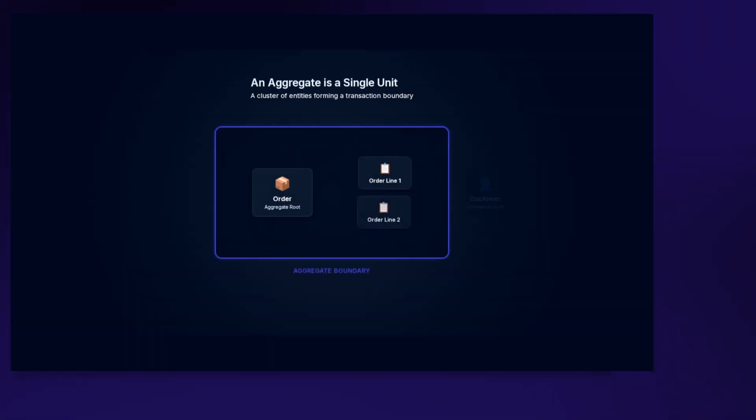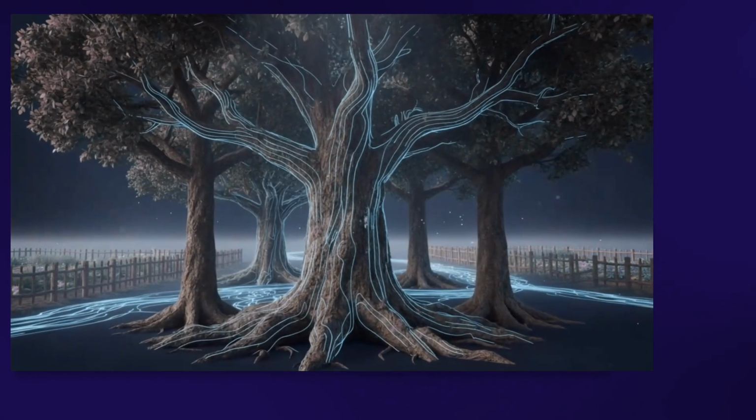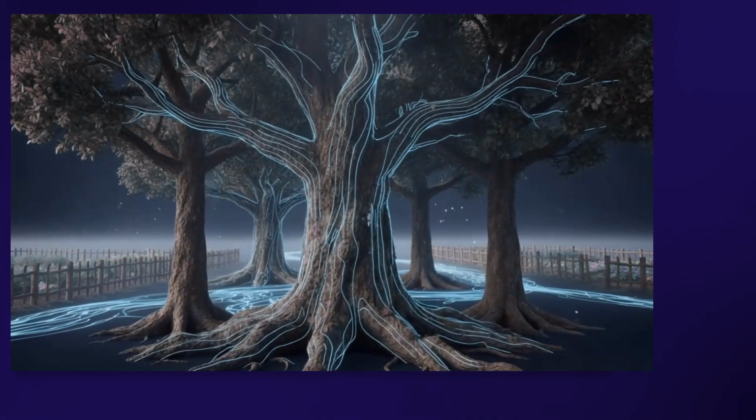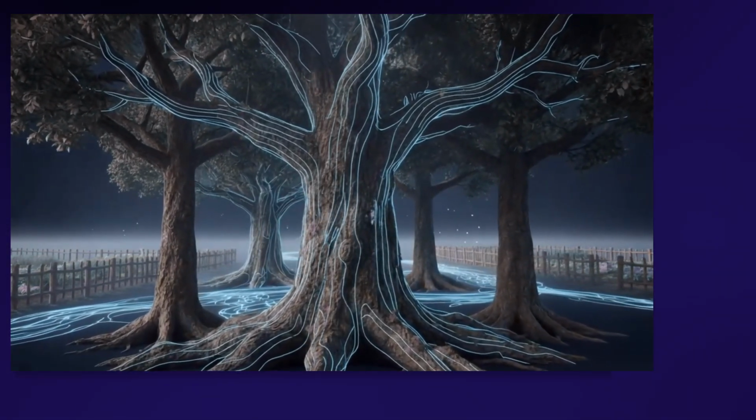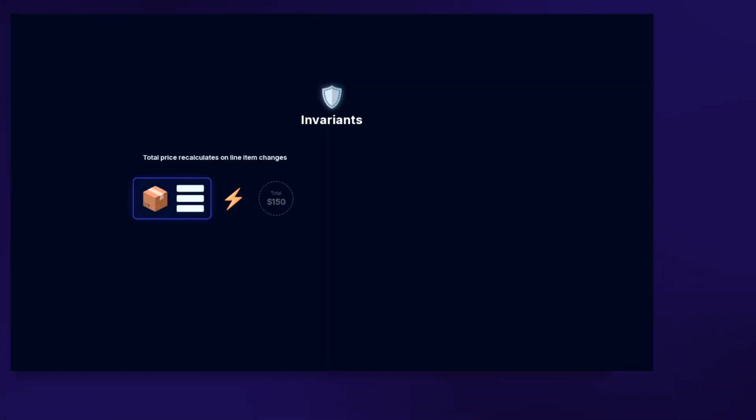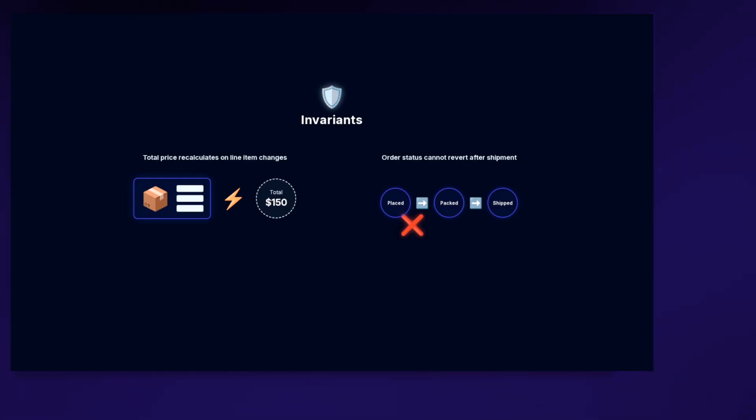Now, let's shift our focus to aggregates, which are tactical patterns within bounded contexts, designed to maintain consistency and form transaction boundaries. An aggregate is a cluster of entities and value objects, such as an order aggregate including the order root, order lines, and references to customer, all forming a single unit. It has one aggregate root that serves as its public interface, enforcing key business invariants across the entire cluster. Invariants are business rules like total price must recalculate automatically on any line item changes, or order status cannot revert to previous states after shipment has occurred.